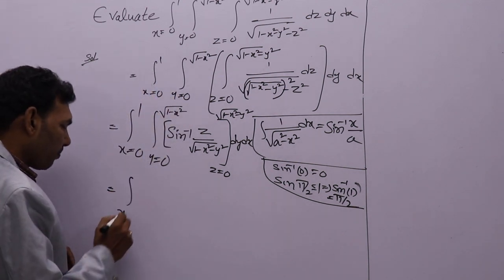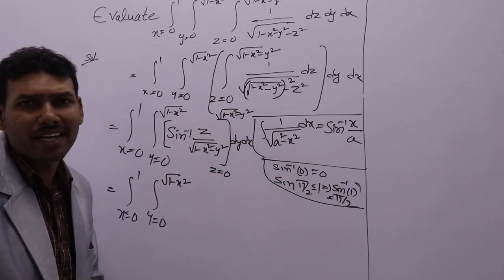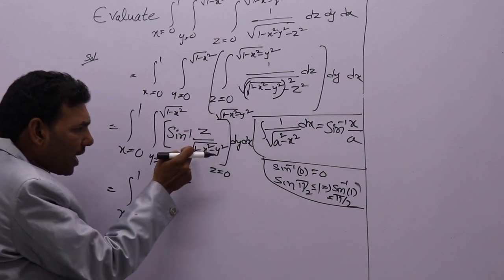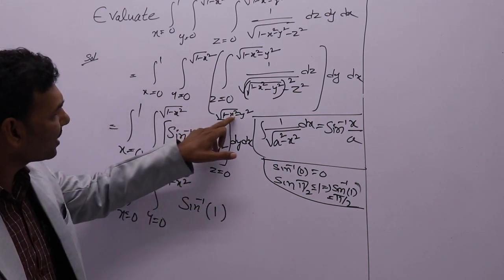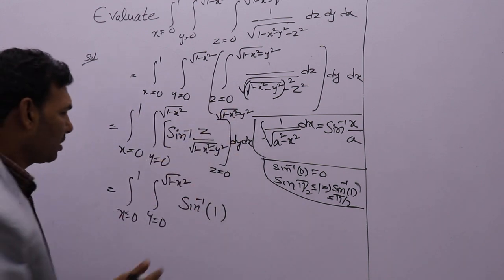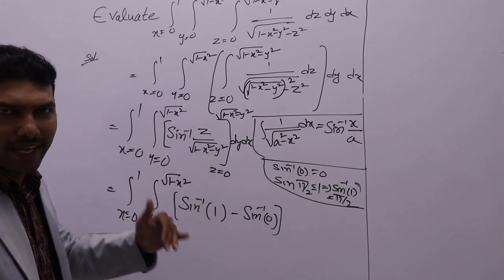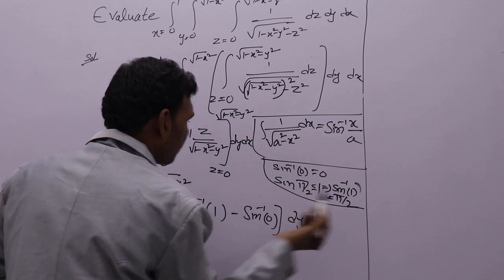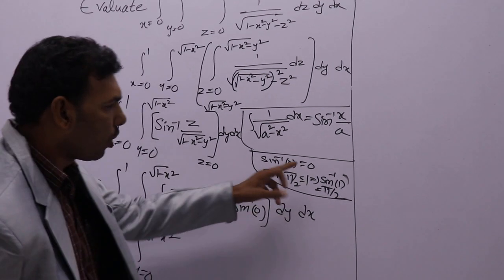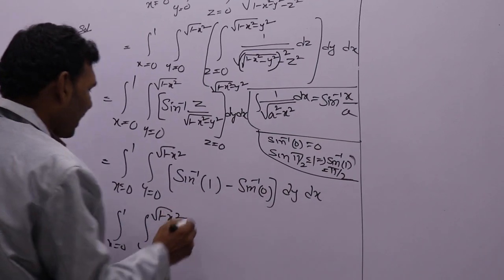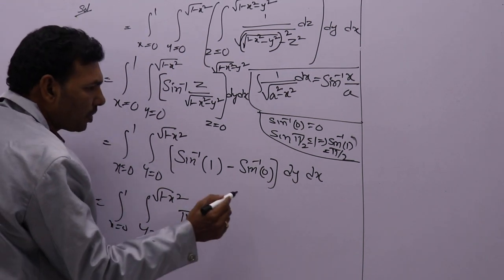Now I am going to substitute the limits. x equals 0 to 1, y equals 0 to root 1 minus x square. Now write in the place of z root 1 minus x square minus y square. Numerator and denominator get cancelled. What you will get? Sin inverse 1. How did you get this? If you write this term in the place of z, it is the same, and the two terms get cancelled. Minus the lower limit, sin inverse of 0, which is 0, dy dx. As I wrote here, sin inverse of 0 is 0, sin inverse of 1 is pi by 2, minus 0 no need to write, so pi by 2 dy dx.